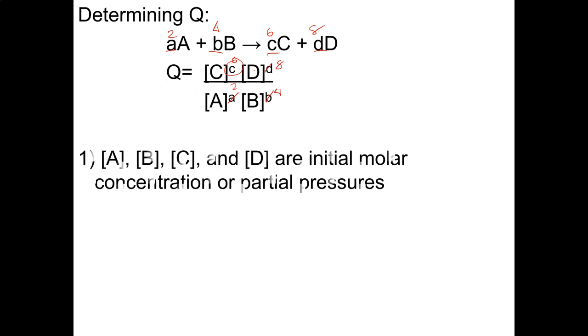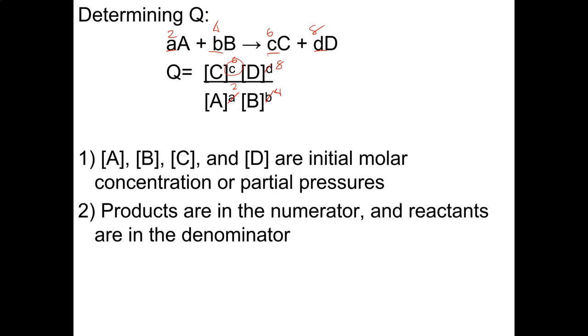So here's the generic way of figuring out Q. It's your products over reactants. What this is trying to show you, the little letters are your coefficients. The big letters are your chemical identities. So you're going to raise the chemical to its coefficient. So let's say the coefficients were 6, 8, 2, and 4. So you would raise it to those powers. That's how it works. So A, B, C, D are initial concentrations. Products are in the numerator, reactants in the denominator.